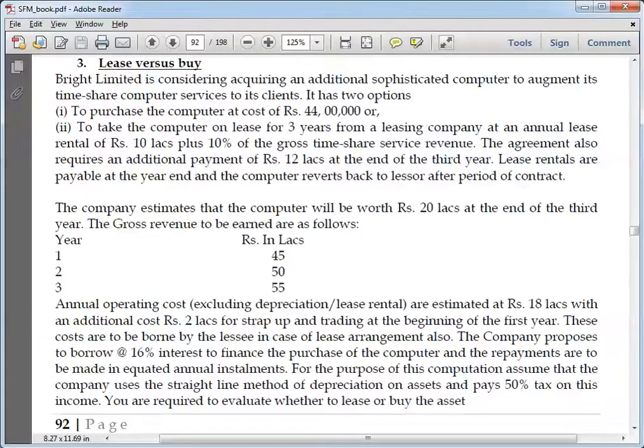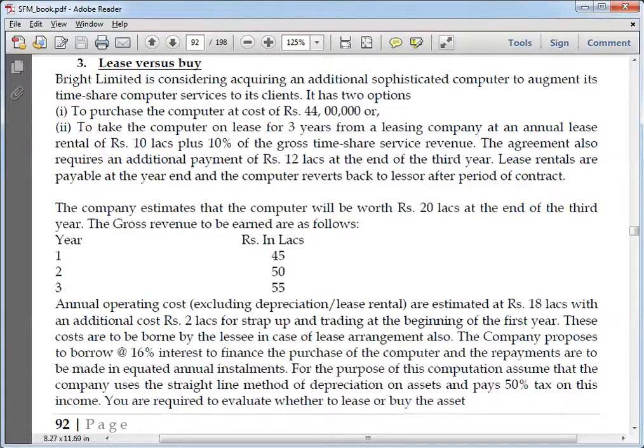So even if I buy the asset or take the asset on lease, revenue will be earned by me, operating expenses will be incurred by me. So in both the cases it is irrelevant. The only use of revenue is to calculate lease rental. That is only to calculate lease rental, no other information. So why calculate lease rental? Because lease rental is 10 lakh plus something. To calculate the lease rental, I am going to use the revenue, that's all. Nothing beyond that. Revenues, annual operating cost is of no use in this question.